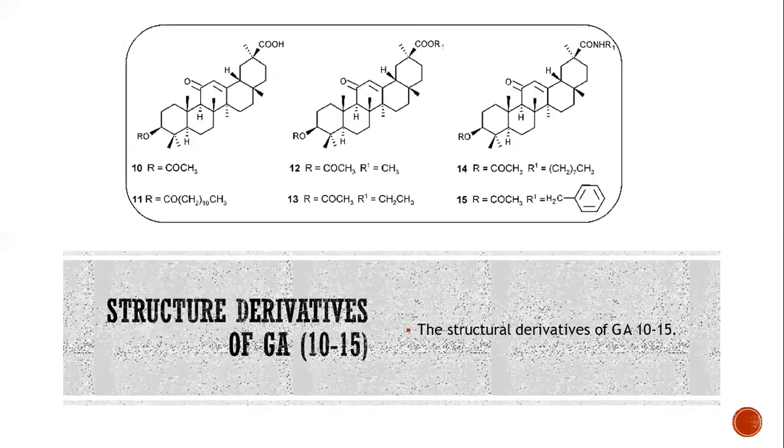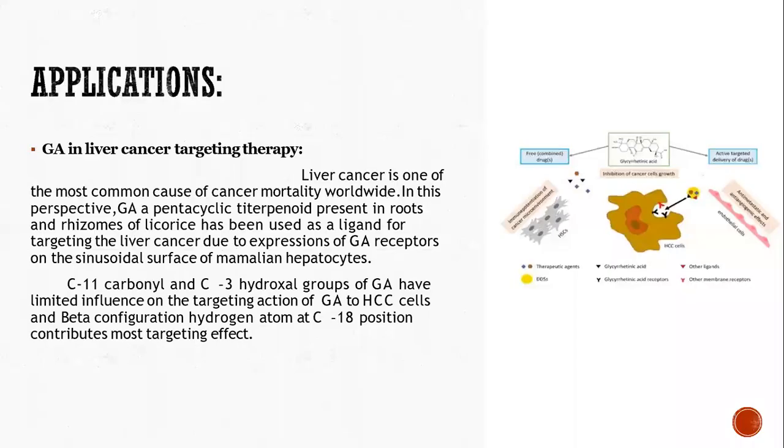Glycyrrhetinic acid structural derivatives GA 10 to 15 are shown, with COCH3, where only the methyl groups are changed. The number of carbon atoms and methyl groups increases, due to which the derivative numbers also increase.